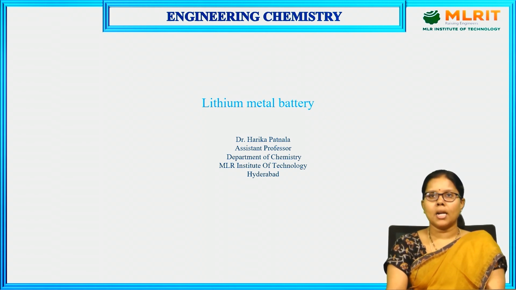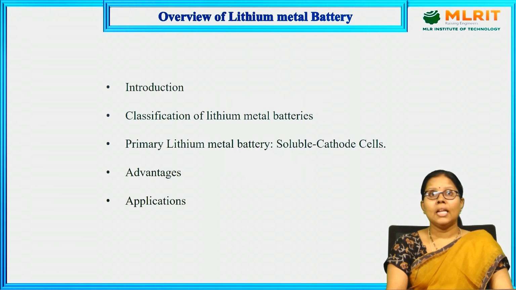Lithium metal and metal ion batteries are available in the market. Lithium metal battery is a primary battery. Lithium metal ion battery is a secondary battery. In today's class, we are going to discuss the lithium metal battery. Let us see the overview of a lithium metal battery.